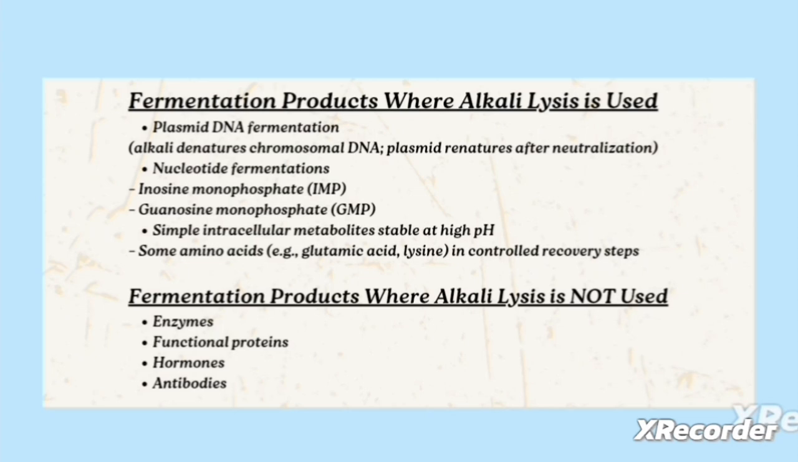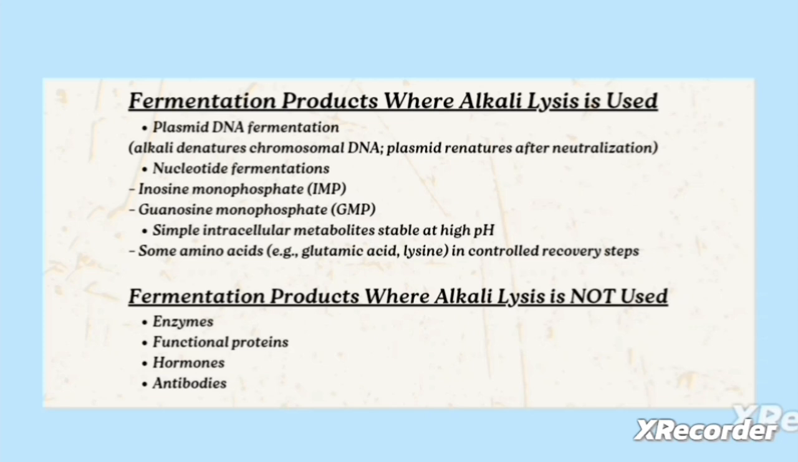Further, alkali lysis is also used in nucleotide fermentations such as inosine monophosphate and guanosine monophosphate. It is also used for fermentation products that remain stable at high pH, like amino acids such as glutamic acid, lysine, etc.